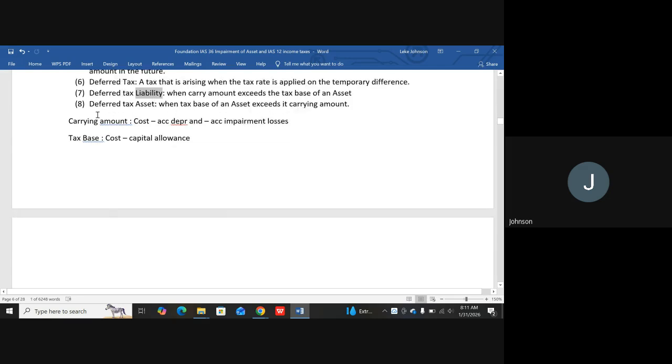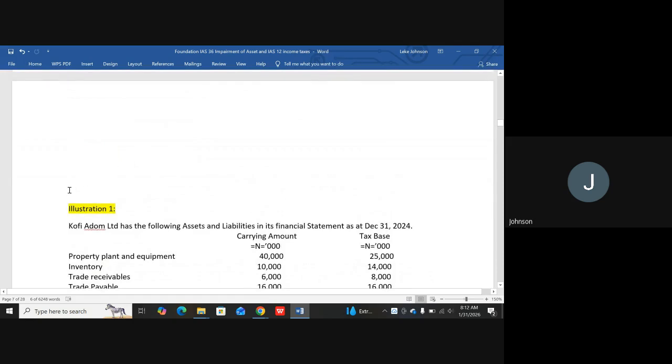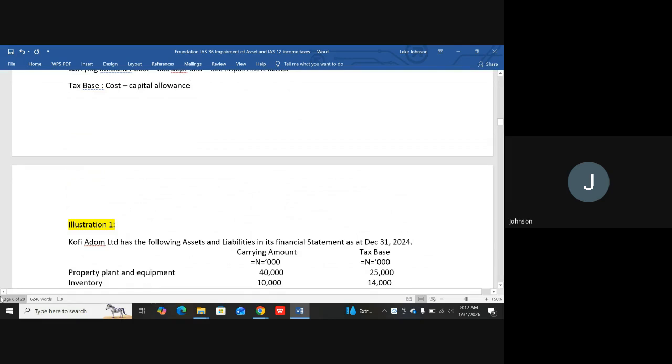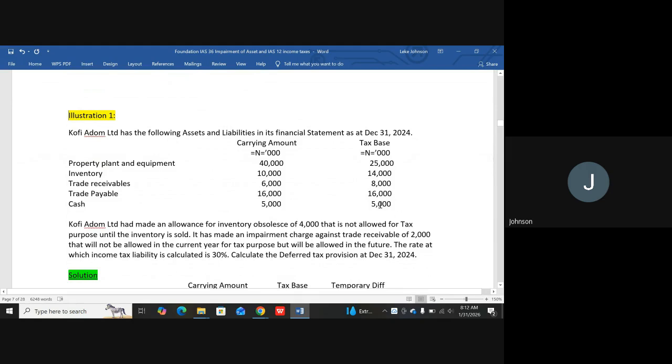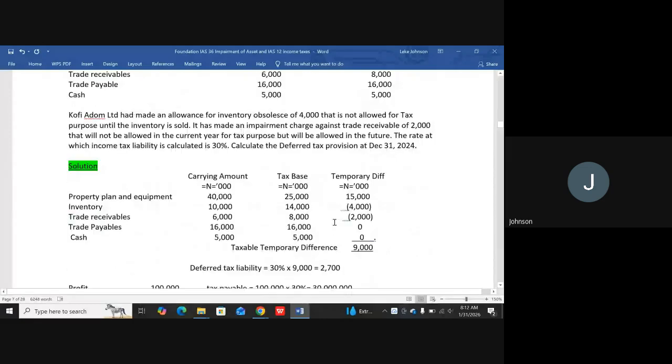Then the last one is deferred tax asset. It always occurs when it's your tax base that exceeds the carrying amount. So now we have already seen what carrying amount is, which I've explained to us. We've also seen what the tax base of an asset is. Fine. Let's now go further to look at the first illustration in the topic. We've looked at this illustration the last time, so I don't feel I need to waste time on it again. When you have this kind of question, all you need to do is compare the carrying amount and the tax base. So let's quickly go down and look at the solution.